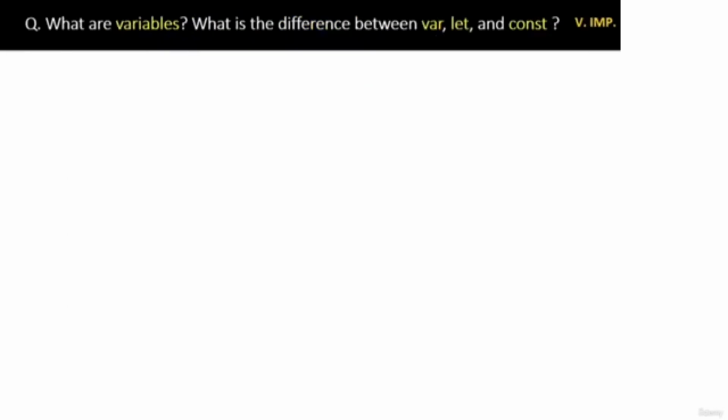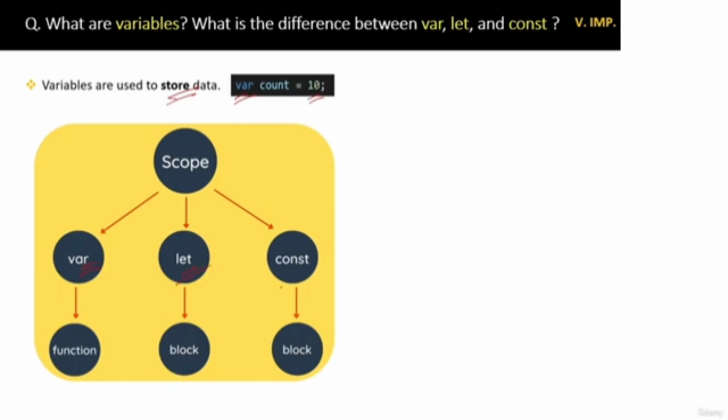What are variables? What is the difference between var, let, and const keywords? Very important question. The simplest definition of a variable is: variables are used to store or hold data. For example, here 10 is the data or value and we used the var keyword to store it. Similarly, other than var, we can also use the let and const keywords to store the data. The scope of a var variable is inside the whole function, whereas the scope of a let and const variable is inside the block only, like an if block, a while loop block, etc.